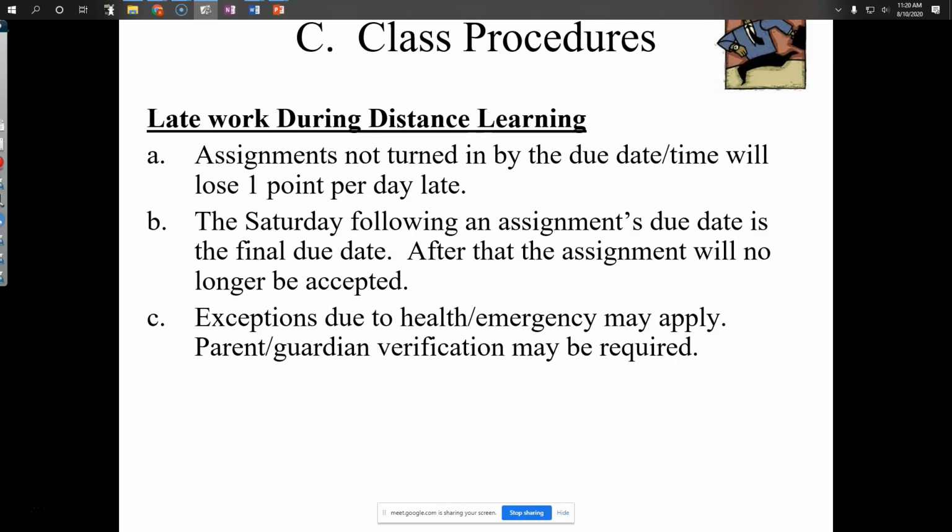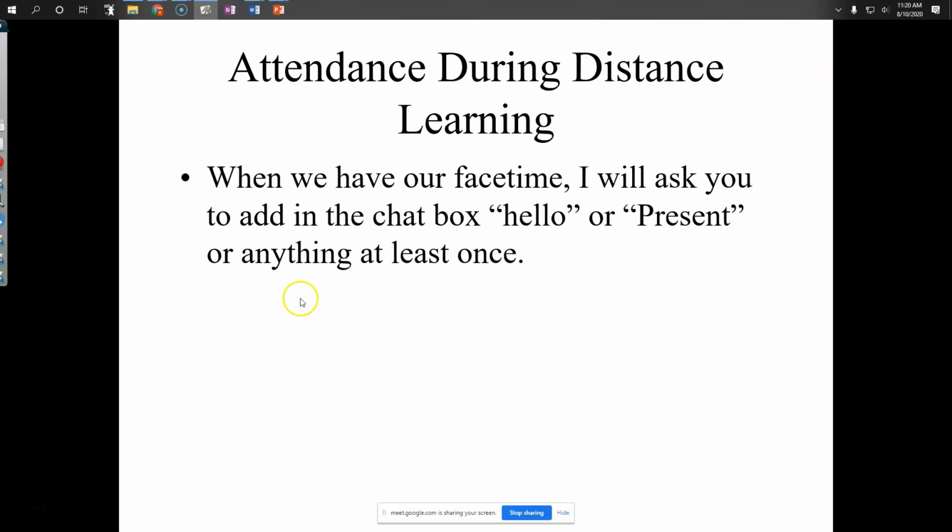But here's the good news. If you did the homework and you watched the lesson and you understood it 100%, all you need to do is sign in, say hello or present, and then you can sign out. You do not have to stay for the entire FaceTime session. Because like I said, it's really just to help students who needed help with the lesson. And that's pretty much what I just talked about here. So when we have our FaceTime sessions, just say hello or present, or anything at least once, so I can give you credit for being there.